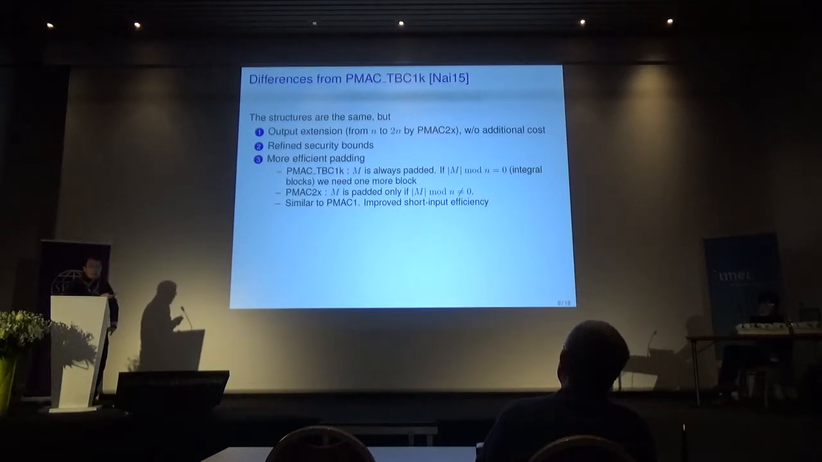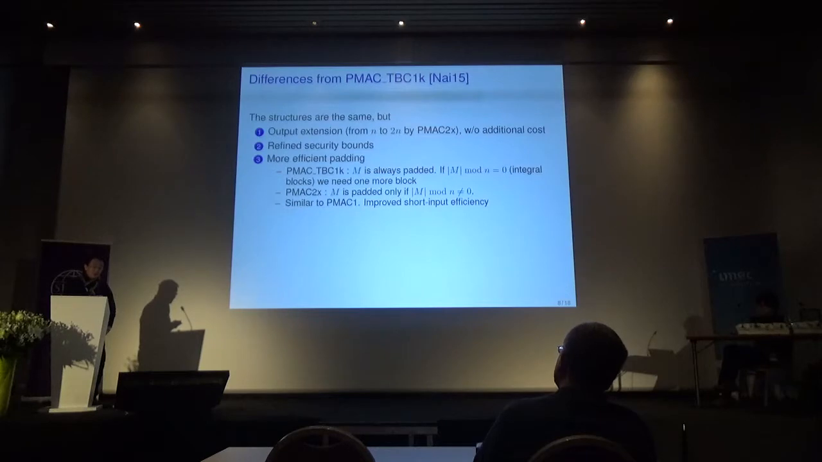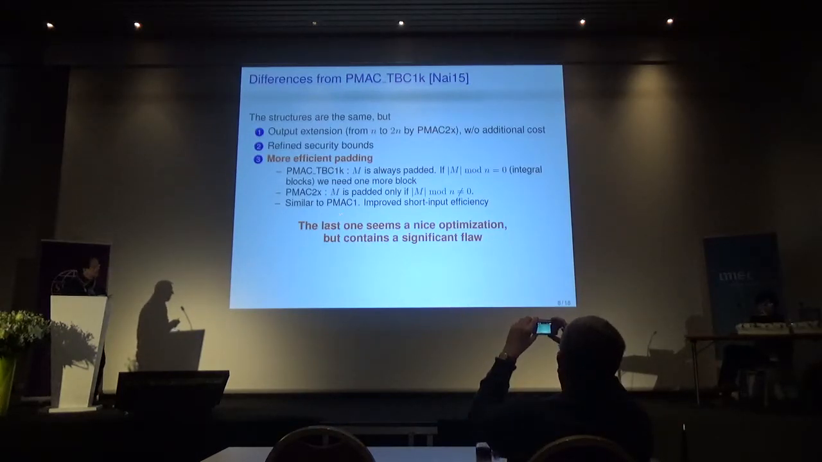In the case of PMAC TBC1K, there's always padding. So it means that if the length of the message is a multiple of n, there's one additional block. But in the case of PMAC2X, there's no such message expansion. This technique has been used in PMAC1, and it significantly improves short input efficiency. And I'd like to mention that this last one seems a nice optimization, but it contains a significant flaw.